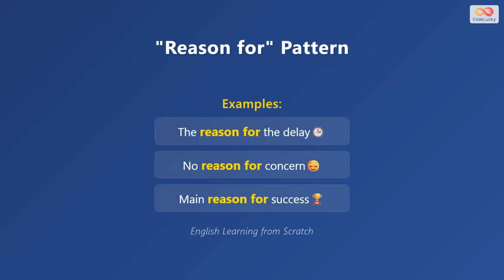Here are some examples with reason for. You can say, the reason for the delay was the traffic jam, or there is no reason for worry in this situation. Another example is, the main reason for success is hard work. Notice how reason pairs naturally with for to explain causes.